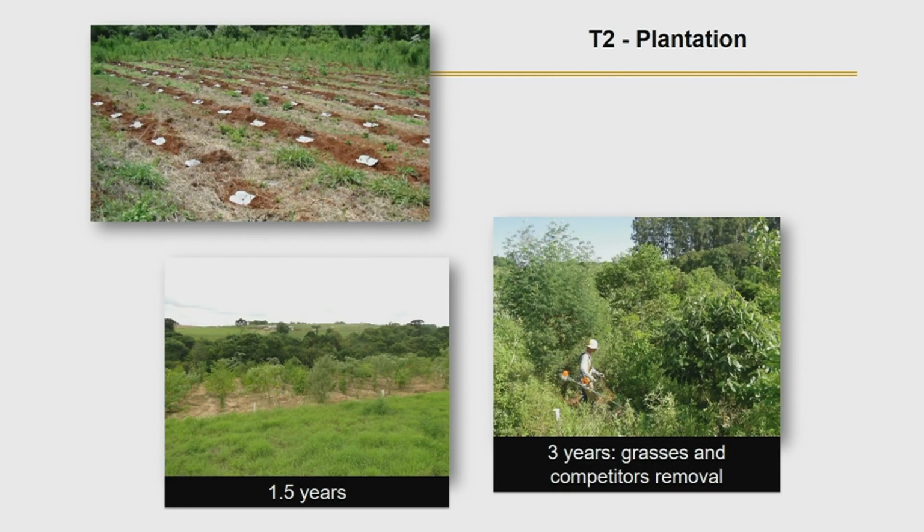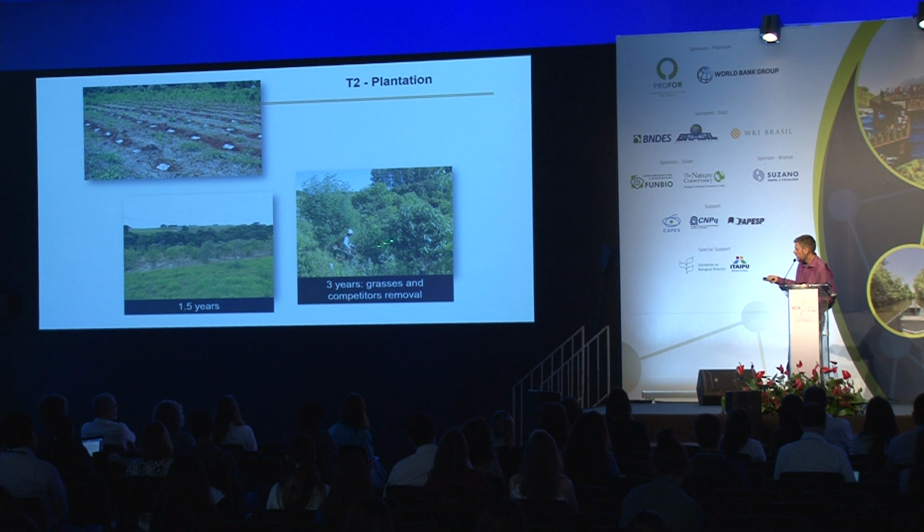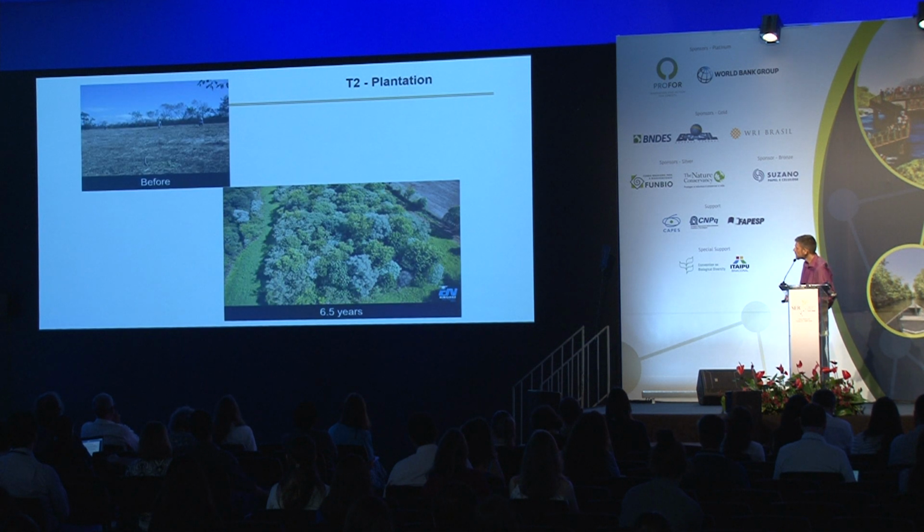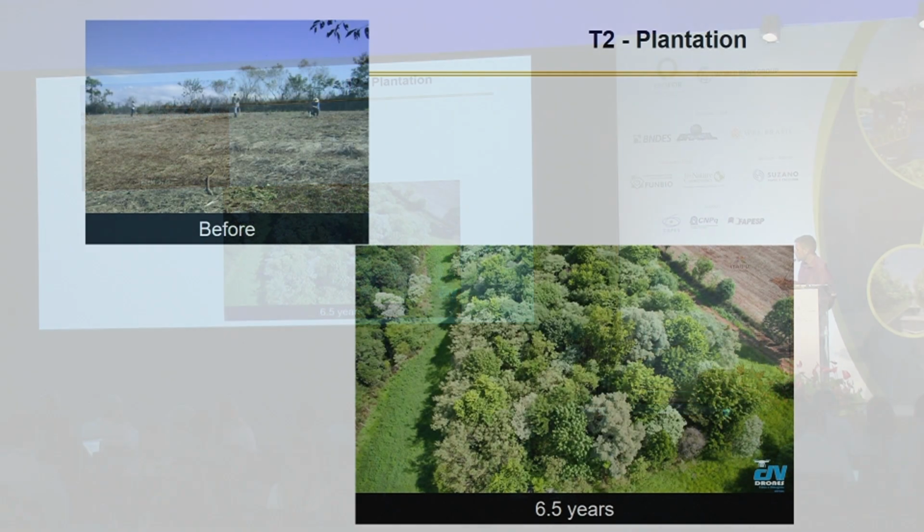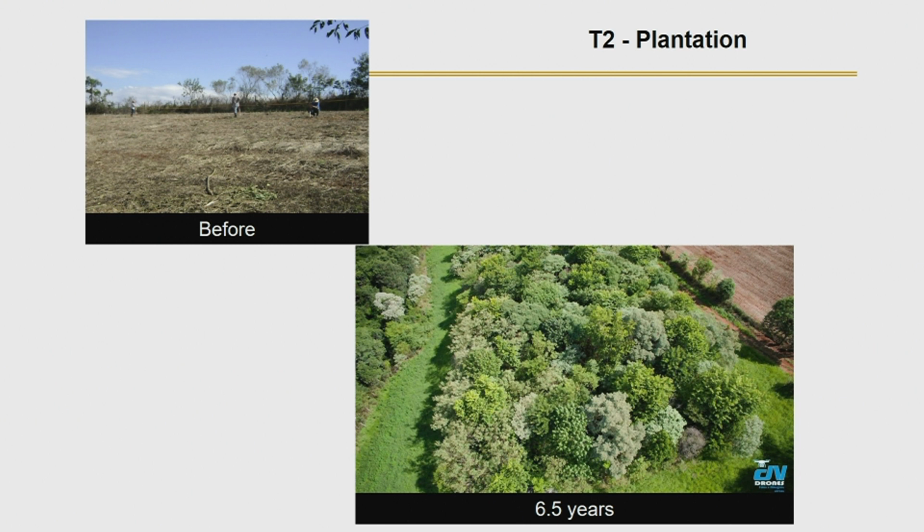Some pictures of the implantation in lines, with 3x2 meters spacing. At 1.5 years and 3 years after, we maintained clear cutting and removal of weeds and other competitors up to the 3rd year. Here a picture of the plantation system 6 years after. You can see a very well done, closed canopy with different species.